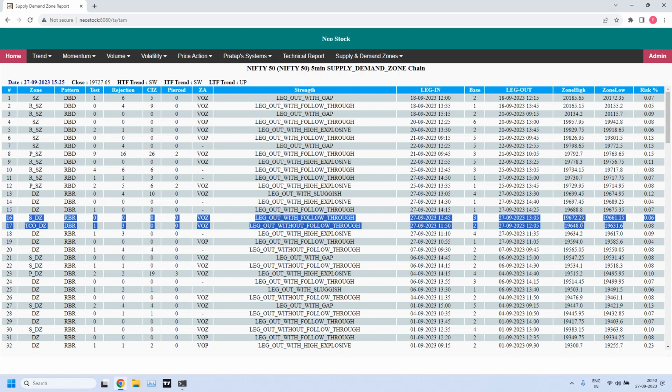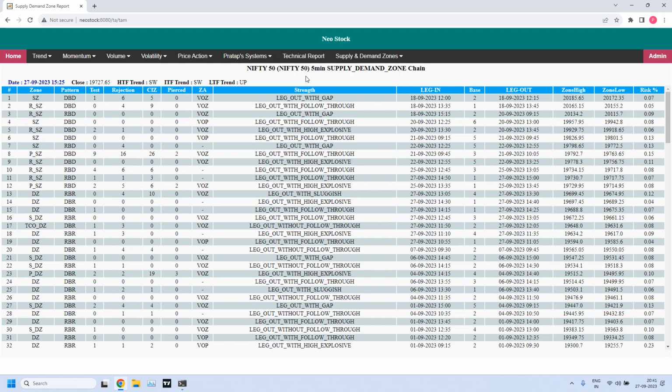Hope now you got clarity about how exactly you need to analyze and prepare for your trades by seeing this supply demand zone chain. I'll be showing you Bank Nifty high liquidity, Bank Nifty supply demand zone chain, but I will not be giving any explanation. I will just show you the screens because I gave a lot of explanation for Nifty 50.